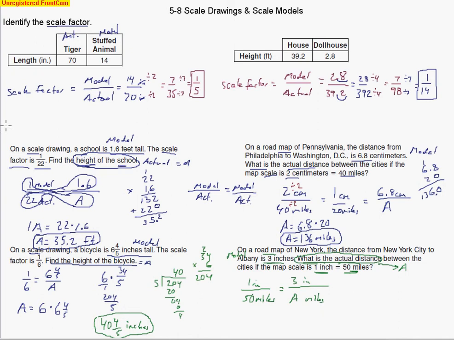And so we go ahead and cross multiply. 1 times A just makes A. And then we have 50 times 3. So 50 times 3. And so we go ahead and multiply. We've got 150. 5 times 3 makes 15, and add the 0 at the end. And this was in miles. So 150 miles between New York City and Albany.